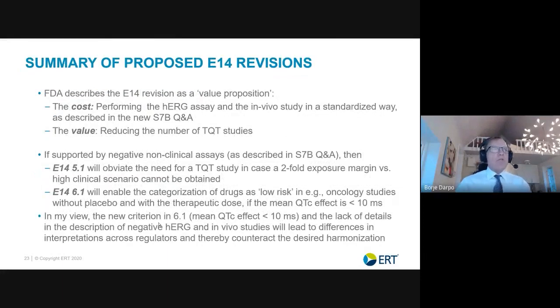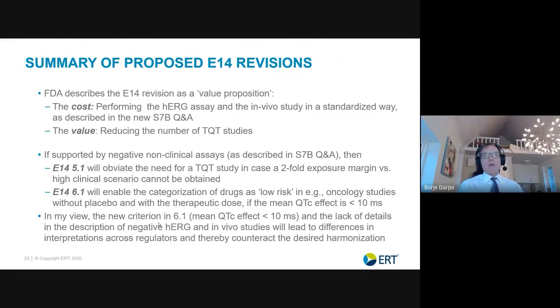So if I am to summarize the proposed revision of E14, FDA described the E14 revision at the public seminar as a value proposition. The cost being that sponsors in specified cases can perform best practices hERG and in vivo studies in a standardized way, as described in the new S7B Q&A document. And the value would be that this would further reduce the number of therapeutic studies.